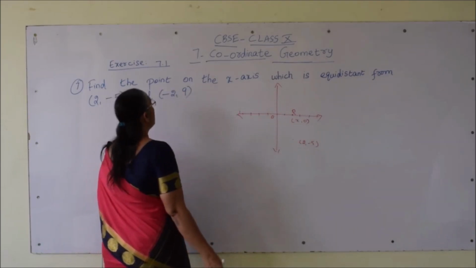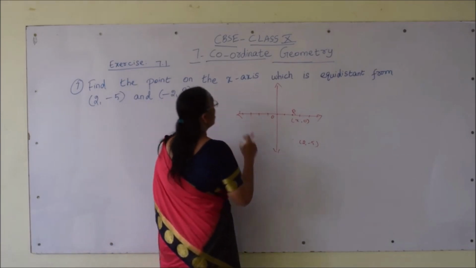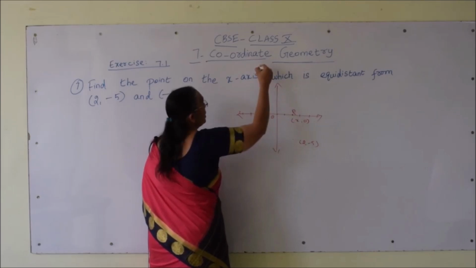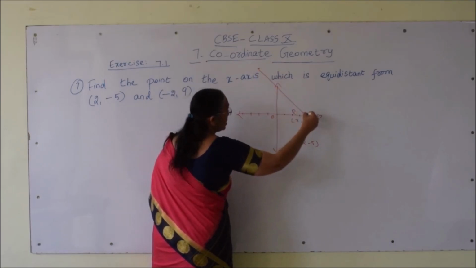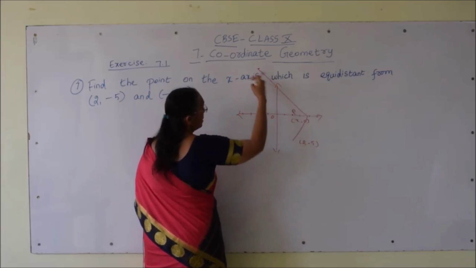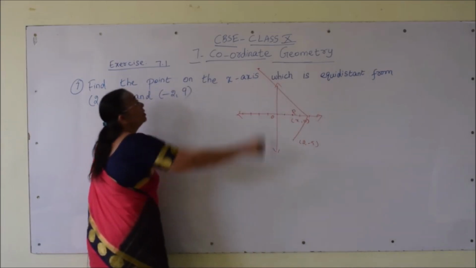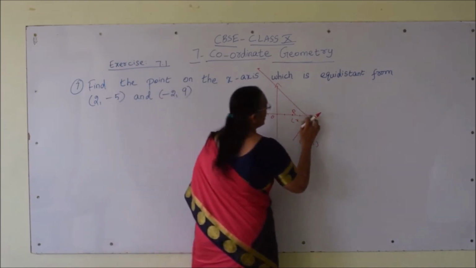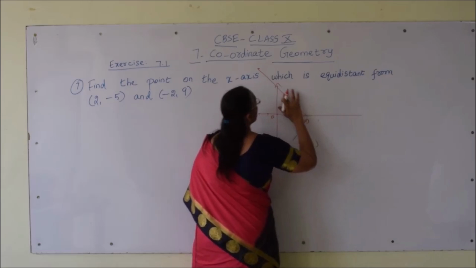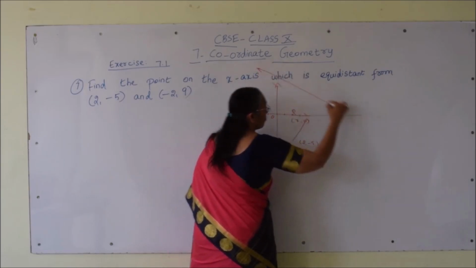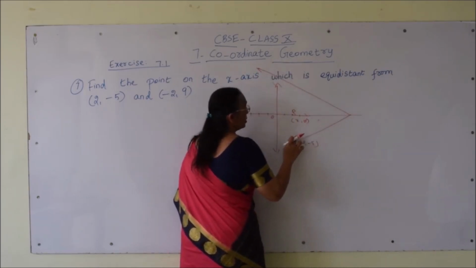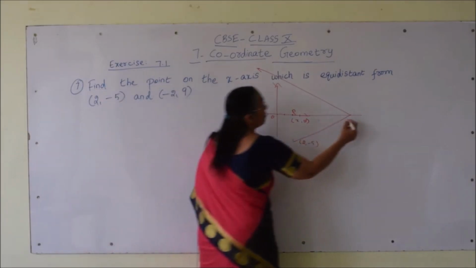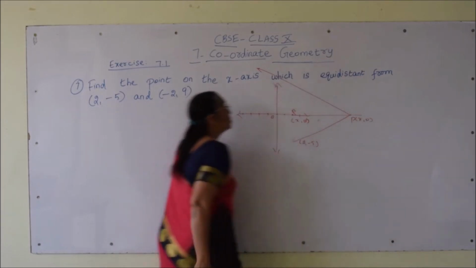And minus 2, 9: x is negative, y is positive, so maybe somewhere here. So, we have to find the particular point on the x-axis which is equidistant. This is a rough diagram, not proper, but the point will be somewhere here. I think it makes some sense. So, the point on the x-axis, our P point, is somewhere here, x, 0.